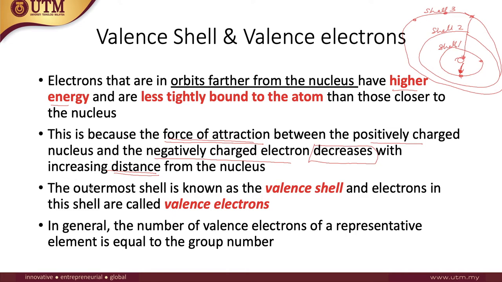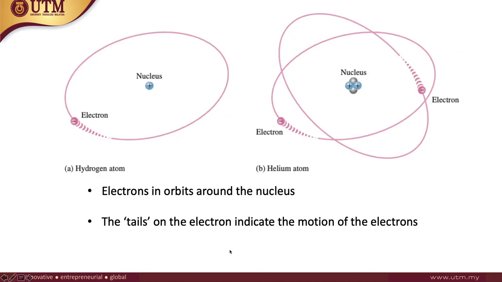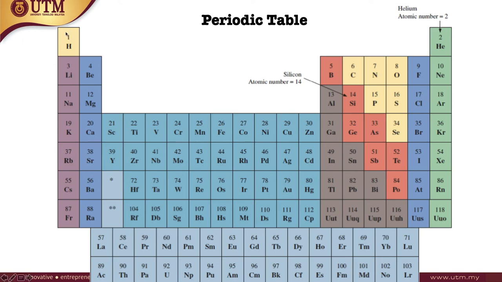So the outermost shell is known as the valence shell, and the electrons located in the outermost shell we call valence electrons. All right. In general, the number of valence electrons of a representative element is equal to the group number. For example, I show you the periodic table again. For group number 1 here, all these elements have 1 electron in the outer shell. The number of valence electrons is 1, so it is known as group 1.